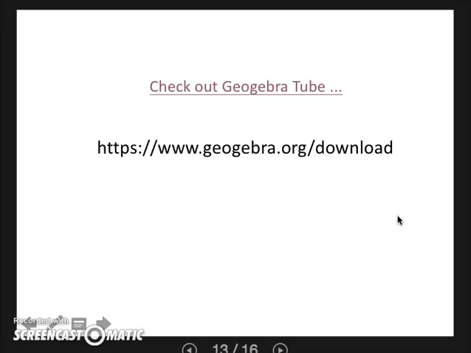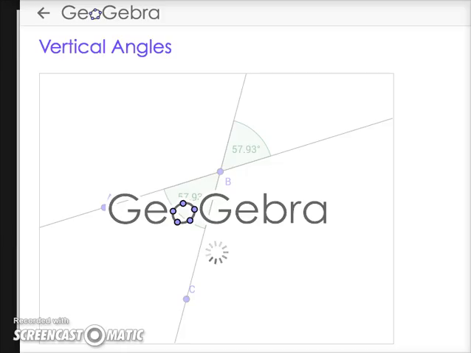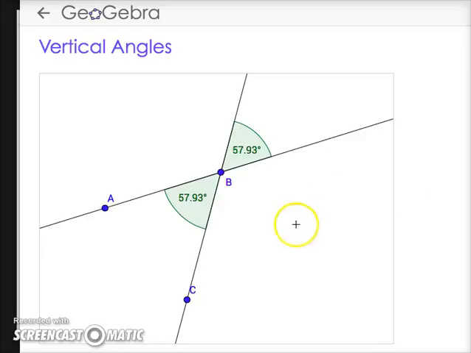Let's check out GeoGebra Tube, which I haven't shown you yet, but it's a cool application and you can actually download GeoGebra for free onto your computer if you want to play with it. I made a little app in GeoGebra Tube that I'm going to show you. Okay, here's a pair of vertical angles.